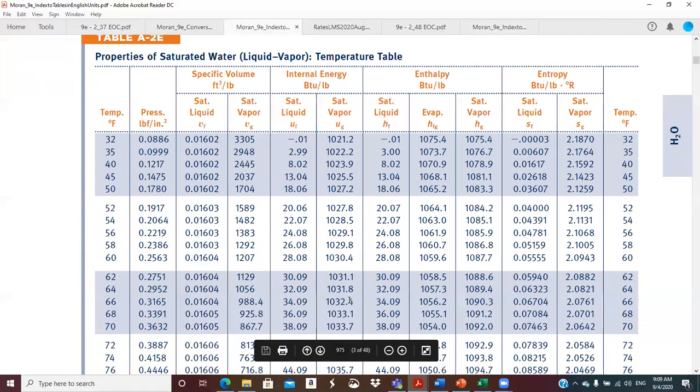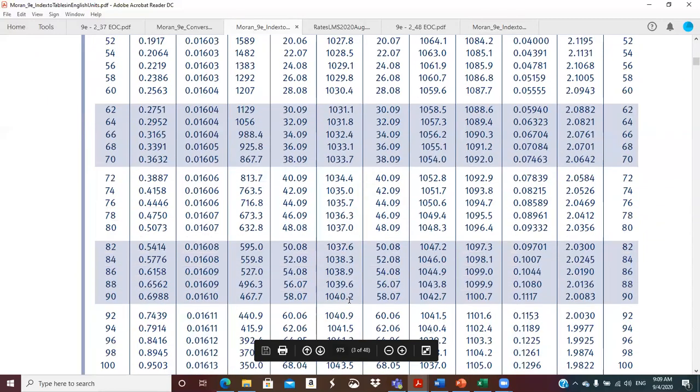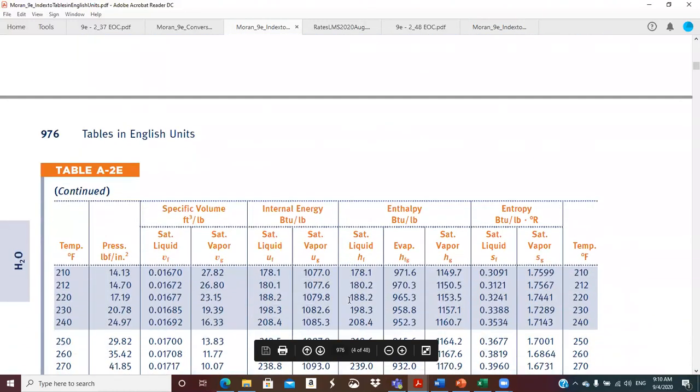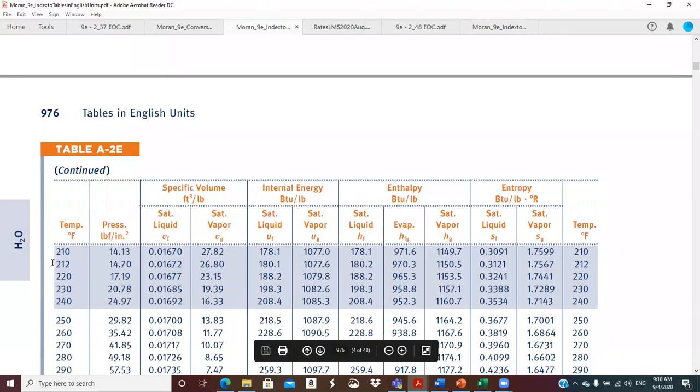So let's see. If I heat it to, say, 212, and there's my 14.7. See, that's a common point. That's a little out of the normal scheme of numbering, but they include it in the table. At that point, I am all saturated liquid, and I see that I have specific volume, internal energy, enthalpy, and entropy.